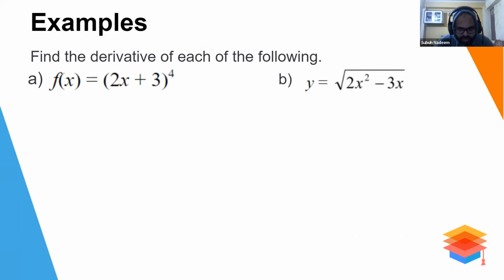Discuss now. Y is equal to square root of 2x square minus 3x. Yeah, so I am sharing this. You will tell me this question. Okay, you can stop sharing. And I'll start.